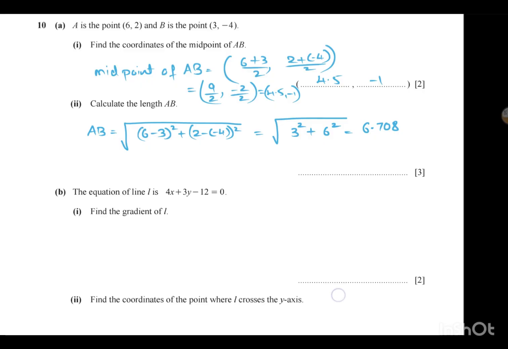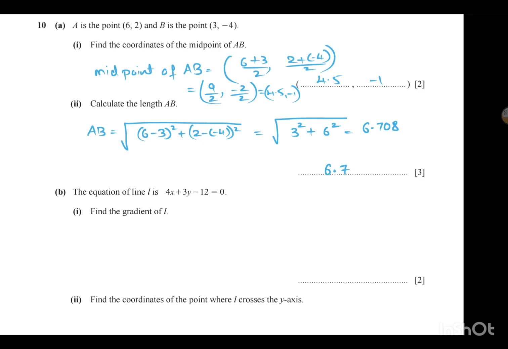Length of AB is 6.7, rounding to 1 decimal place. Question number B. The equation of line L is 4x plus 3y minus 12 is equal to 0. Find the gradient of L.